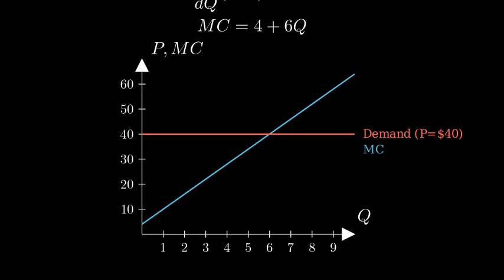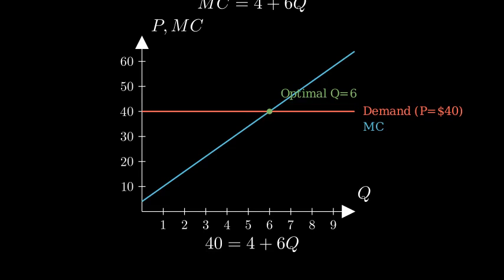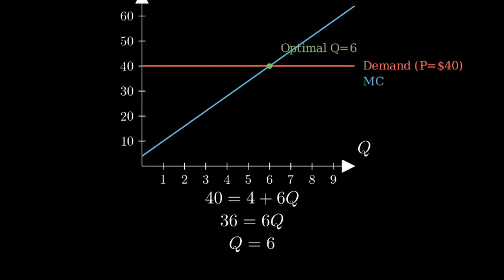Finally, for part C, we need to find the optimal output level. The firm should produce where price equals marginal cost. Let's solve the equation. 40 equals 4 plus 6Q. Subtracting 4 from both sides, 36 equals 6Q. Therefore, Q equals 6 containers.